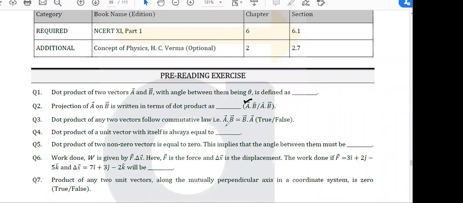Now you have to understand, is it a scalar value or a vector value? Just think about this. It is a scalar. So 2 into 3 or 3 into 2, won't it be the same? It is true, right? Because it is 1 into 1 into cos theta. So whether you write this one first or this one first, how does it matter? So it is true.